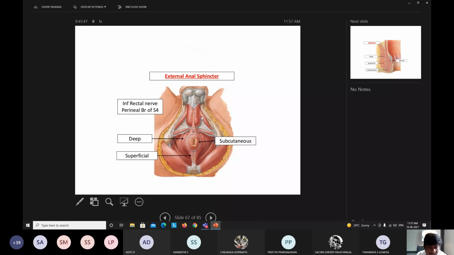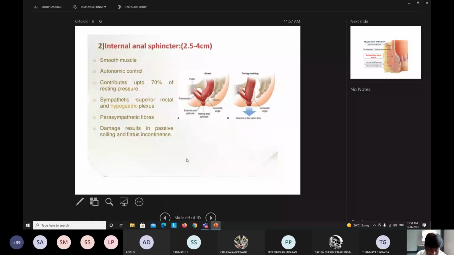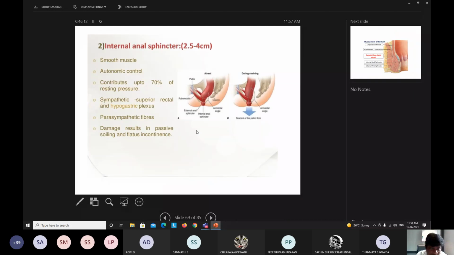So this is the external anal sphincter. The superficial muscle is here, the subcutaneous muscle surrounds the anal canal, and this is the deep muscle. In cut section, you are seeing the subcutaneous, superficial, and deep muscles of the external anal sphincter. And this one is the internal anal sphincter.